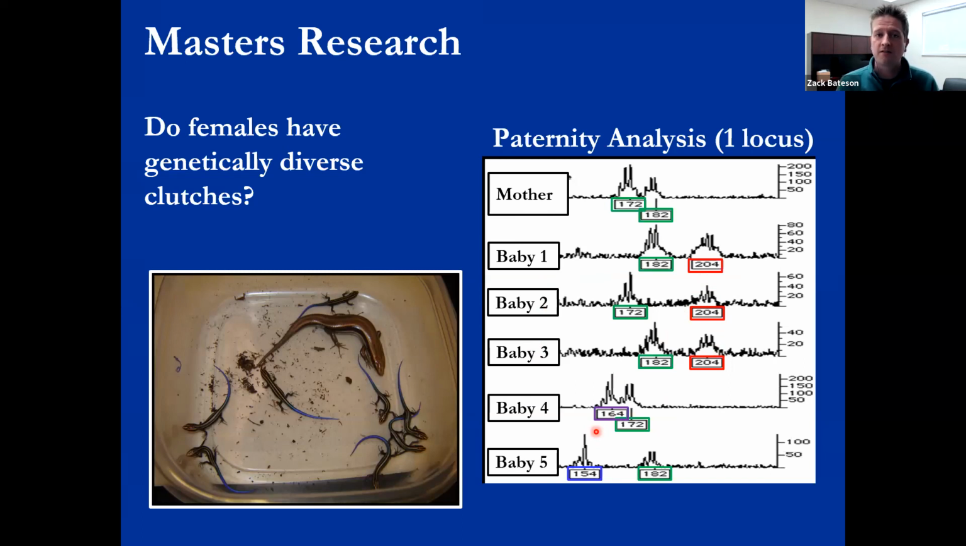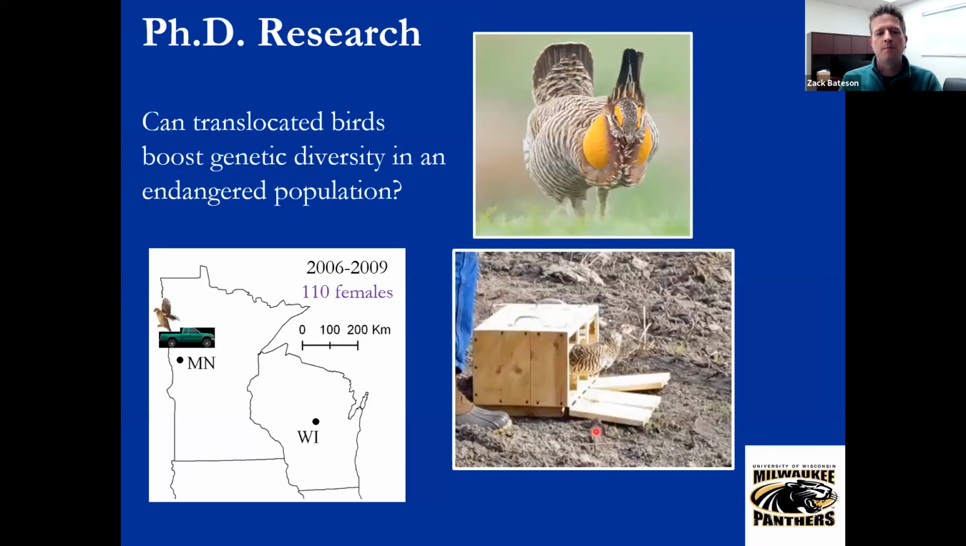And so this is the way we got to this question: do females have genetically diverse clutches? And the answer was yes. In fact, 60% of the clutches we looked at had multiple paternity. So using this groundwork genetic tool, I moved into my PhD research.